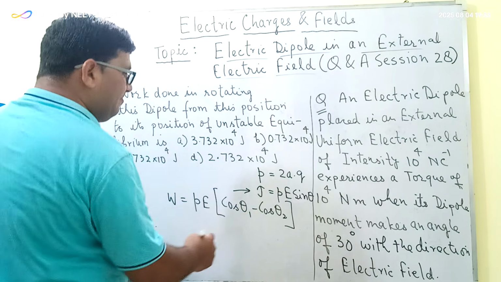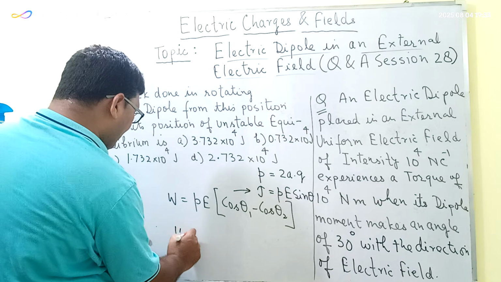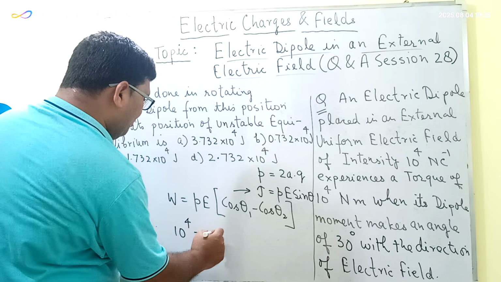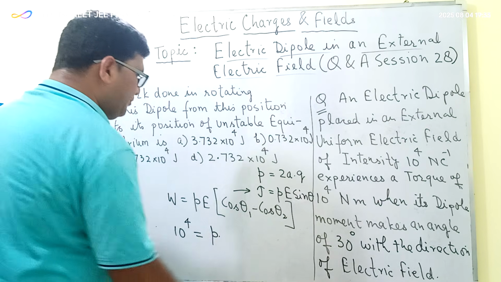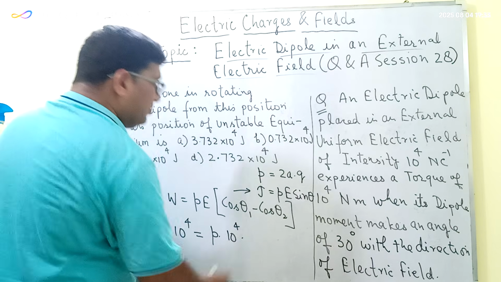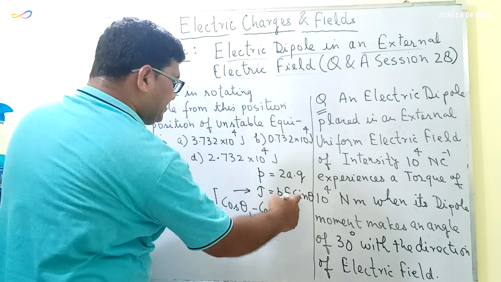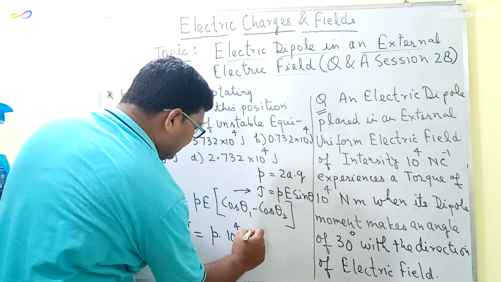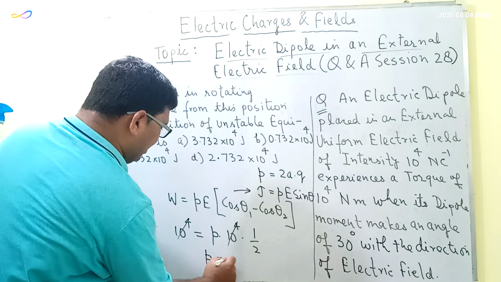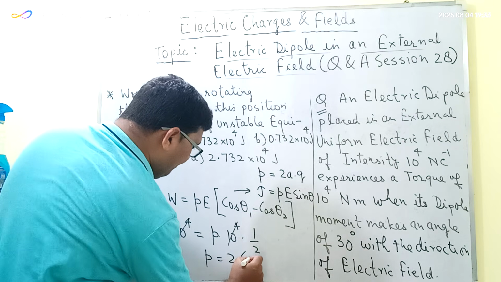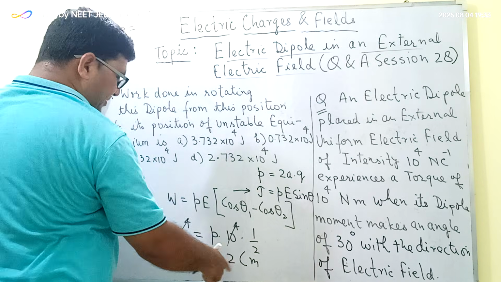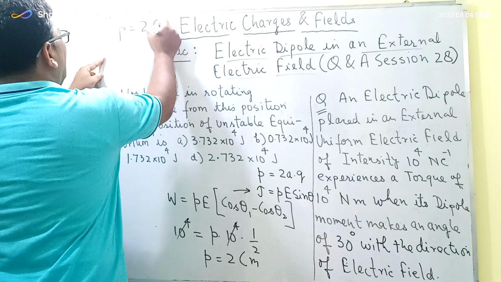So torque is equal to 10 to the power 4 Newton meter, and this is equal to pE sin theta. p is the dipole moment, E is the intensity of the electric field, which is equal to 10 to the power 4 Newton per coulomb, multiplied by sin theta. Here theta is equal to 30 degrees, so sin theta will be equal to 1 by 2. So from here I can easily find the value of the dipole moment, which is equal to 2 coulomb meter. I am just writing the value of the dipole moment here on the top: dipole moment is equal to 2 coulomb meter.